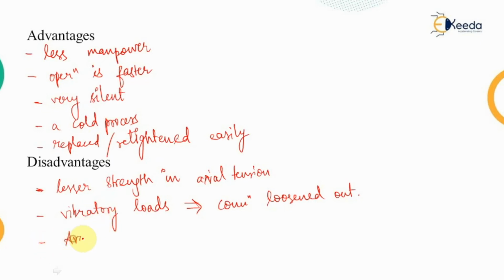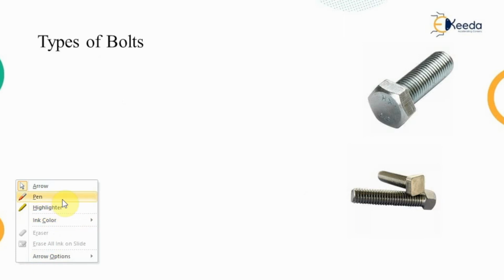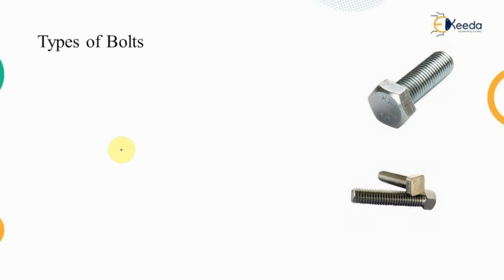And the other disadvantage is that it has lesser architectural looks, because the major portion of the bolt remains over the plate member. So there are different types of bolts available to us, and they are classified based upon different categories. For example, the first classification can be according to the material used for the construction of the bolts and the strength.